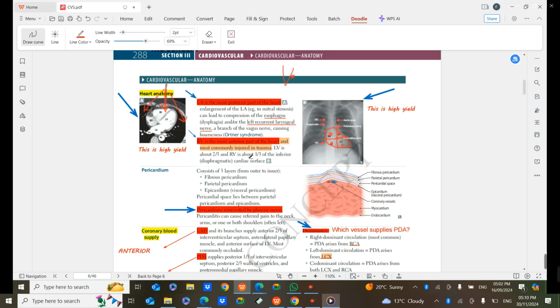So nothing much. All right. The left ventricle is about 2/3 and the right ventricle is about 1/3 of the inferior cardiac surface. When you look at this cardiac surface here, the left ventricle constitutes the majority of this inferior part. The right ventricle is just the other part. That's 1/3 right ventricle, 2/3 left ventricle. Don't forget that.